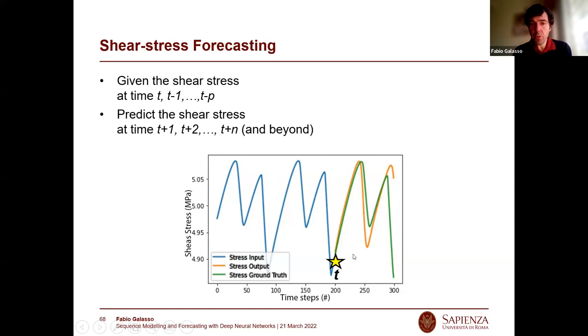Where you see the star in this illustration, it means we stop here and we start predicting. And so you will have basically your output that you need to compare to the ground truth. So we predict orange, but we should have predicted green, which is what really happened in our recordings.